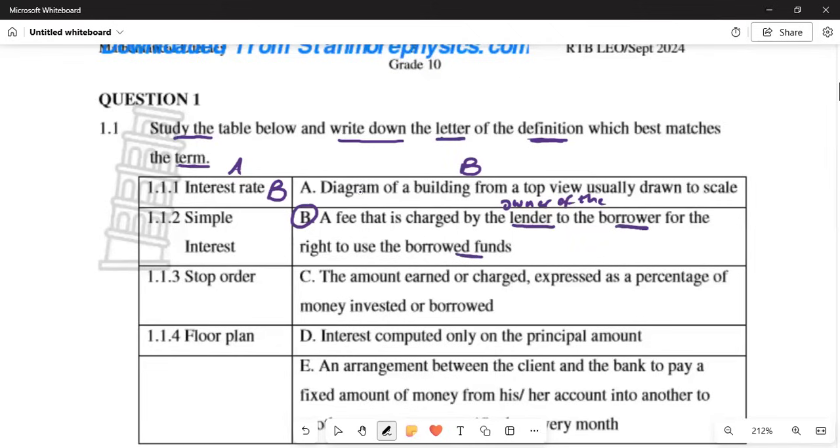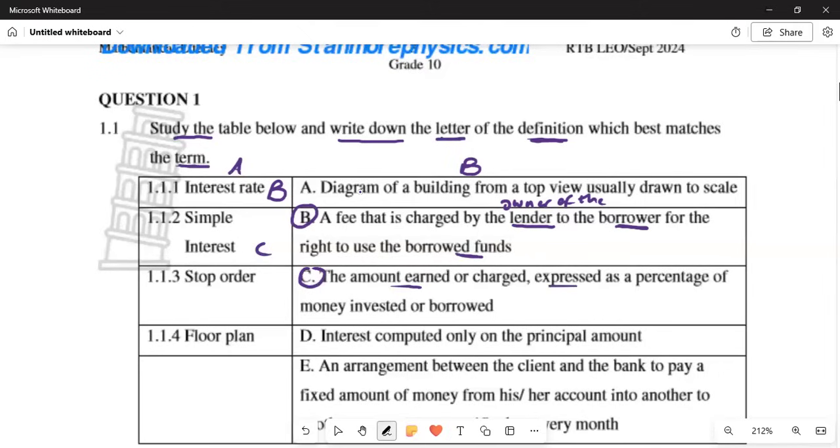Moving on in 1.1.2, we have a simple interest rate. The simple interest rate refers to the amount earned or charged, expressed as a percentage, on money invested or borrowed. So the correct answer is number C.